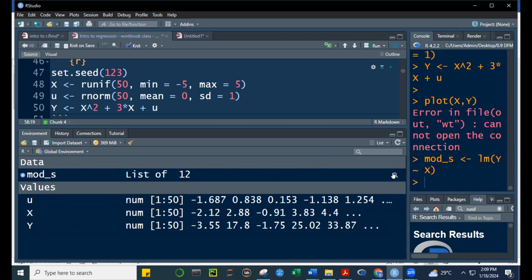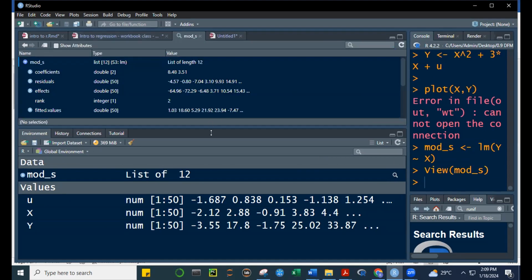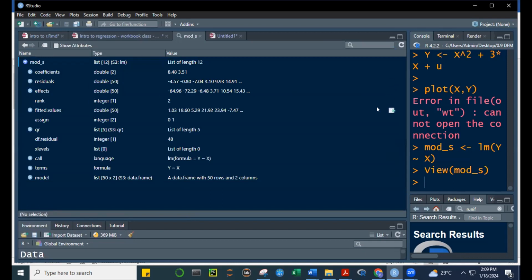I'll click this one, class, this one instead. Itong magnifying glass icon, and then there you go. You can find here, ito yung mga laman ng mod S, class. We're going to study this in greater detail as we go along.